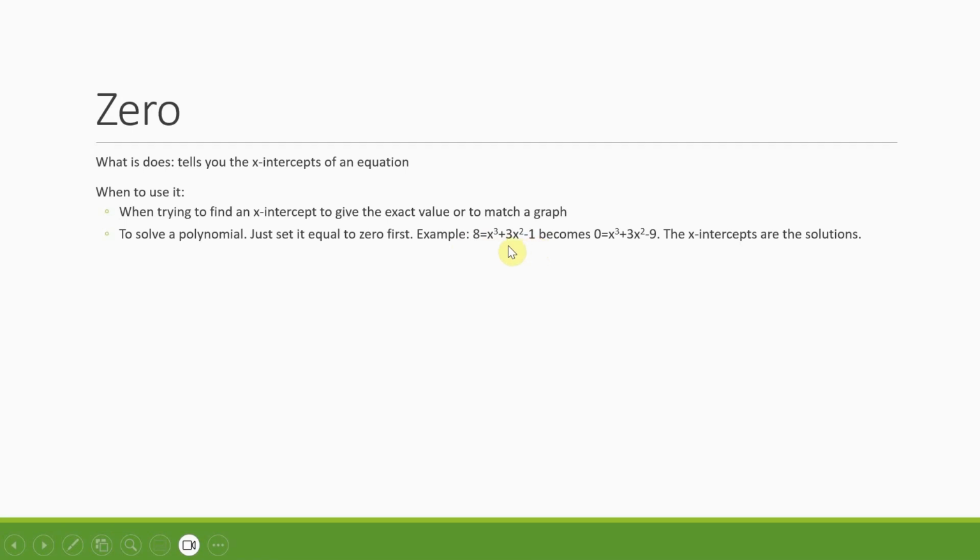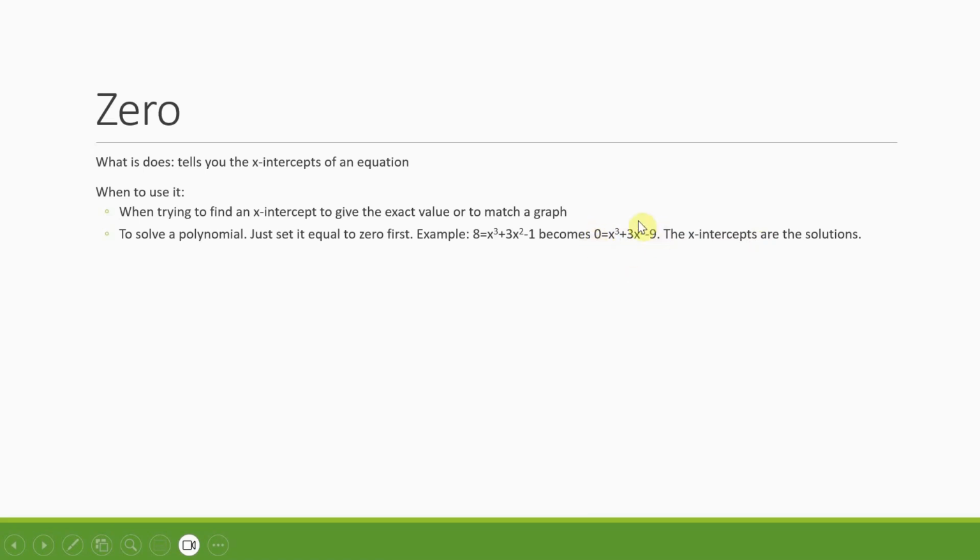That's where I can get creative. I just have to make one side 0 equals. So right now I have an 8 on the left. I'm going to subtract 8 from both sides, so this minus 1 becomes minus 9, and I'm left with 0 over here. So now, if I wanted to, I can replace that 0 with y, and graph y equals x cubed plus 3x squared minus 9. And so the x-intercepts of that would be where y equals 0.